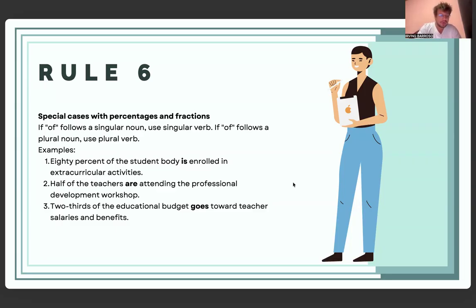Rule 4 is more straightforward. When subjects are connected by and, we use a plural verb because we are talking about multiple things. For example, the curriculum and the teaching methodology need to be revised. The subjects joined by and form a compound subject requiring the plural verb need. Second example, the library and the media specialist are organizing the resource center, two people working together, so are. Third example, reading comprehension and critical thinking require consistent practice, two skills combined, so require.